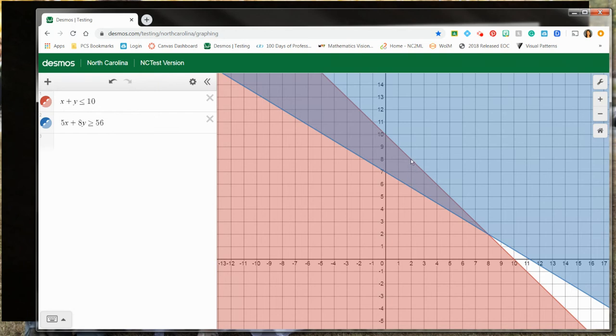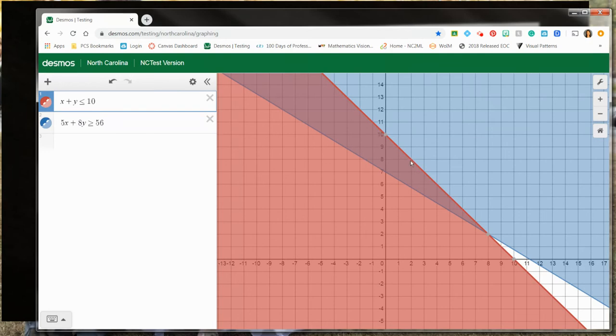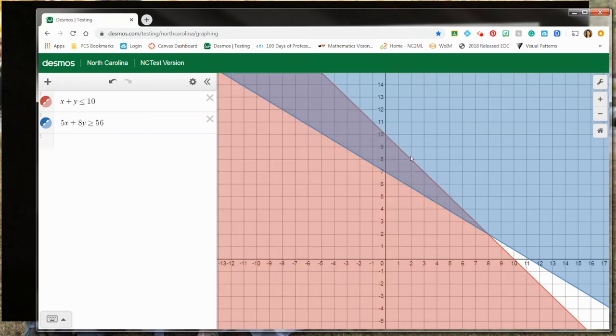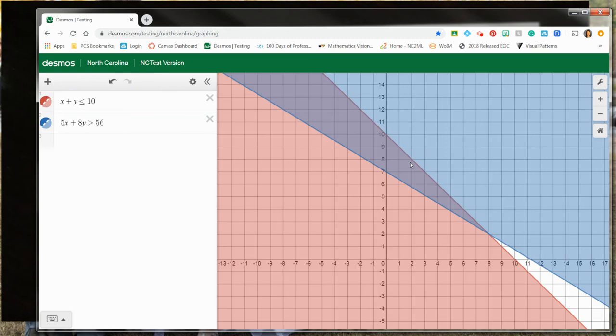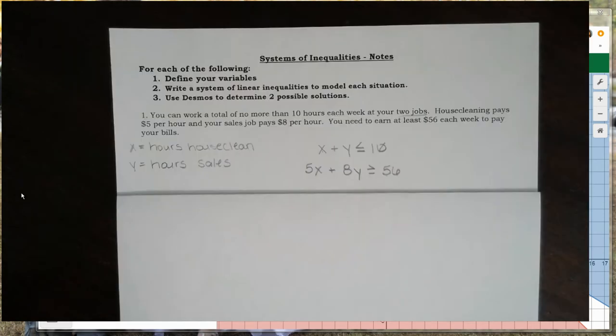I could also, because this is a solid line here, this point right here, if I could get right on the nose. It was there for a second. 2 hours cleaning houses and 8 hours on my sales job. And because that line is a solid line and it's equal to, that also meets my requirement. So those are some examples of potential solutions for question number 1.